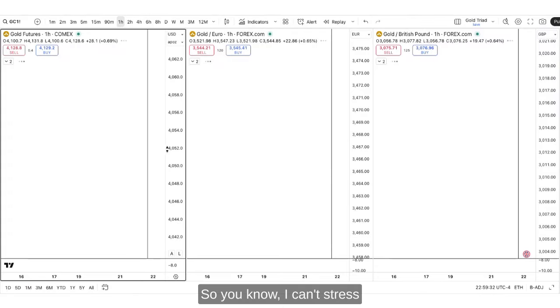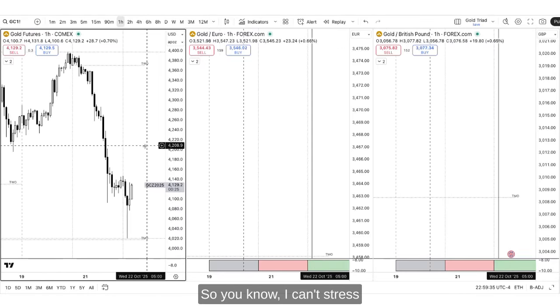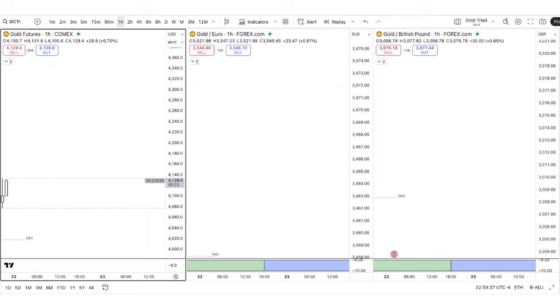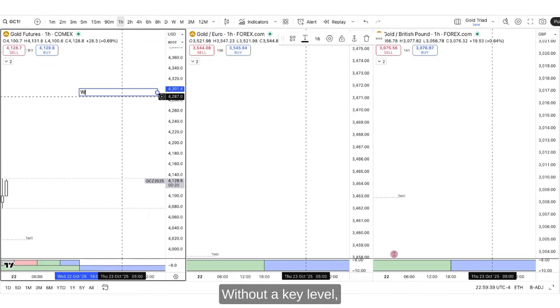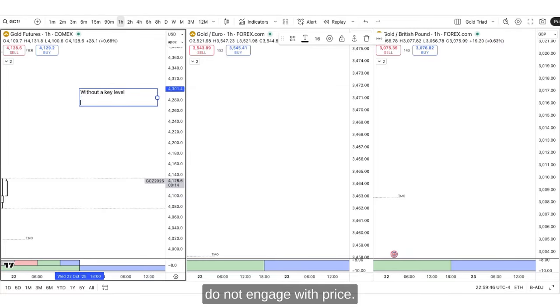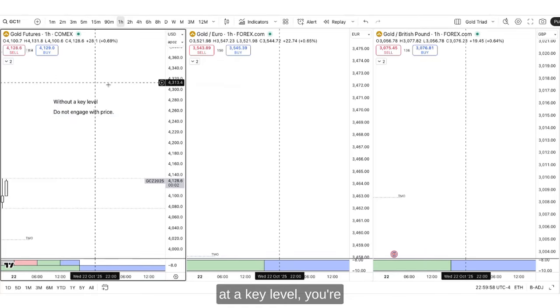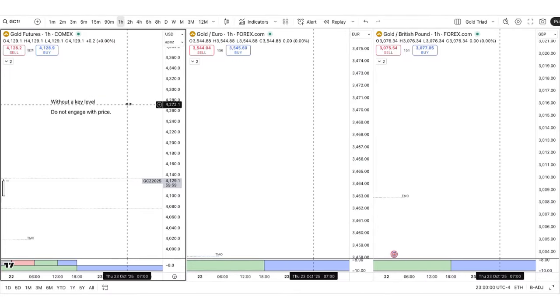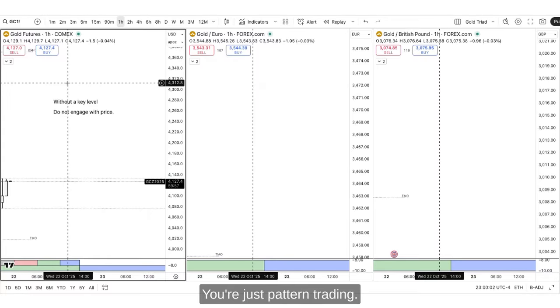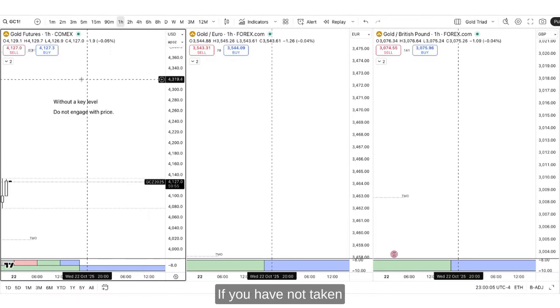So you know, I can't stress these rules enough. Without a key level, do not engage with price. So without this, London45 doesn't work. Okay, if you have not taken out a key level, you're just pattern trading. Alright, that is the most important thing. You're just pattern trading if you have not taken out a key level.